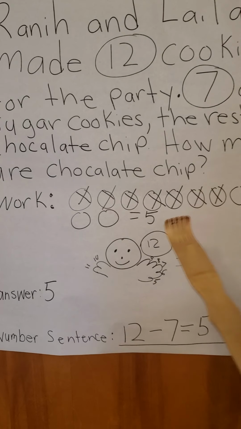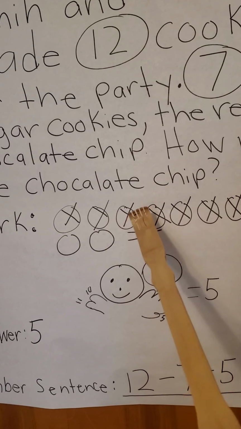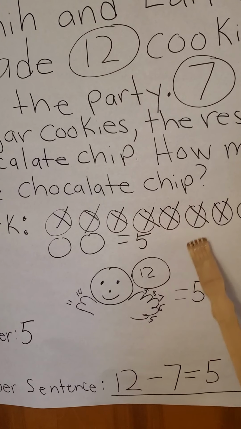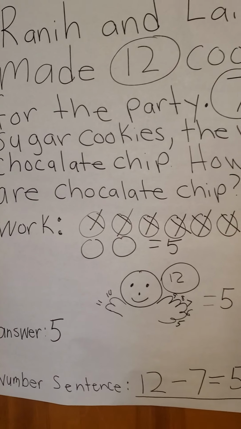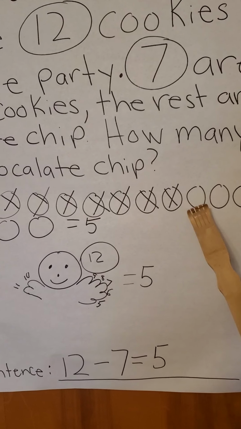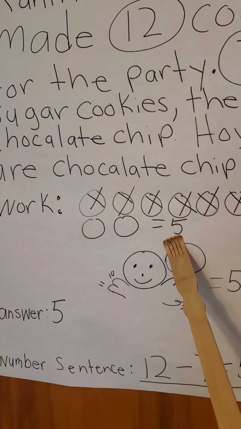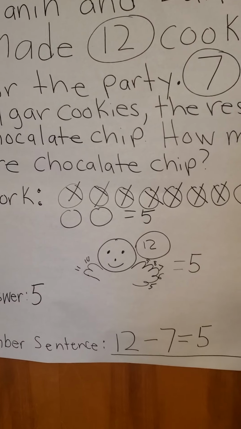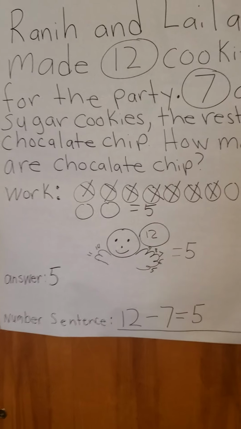So let's count the ones I've taken away. 1, 2, 3, 4, 5, 6, 7. So we took away the 7 sugar cookies, and what's left are chocolate chip. So let's see what's left. 1, 2, 3, 4, 5. So our answer is 5, our difference, because we know we had to take something away.